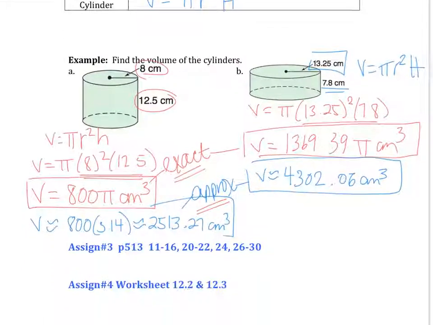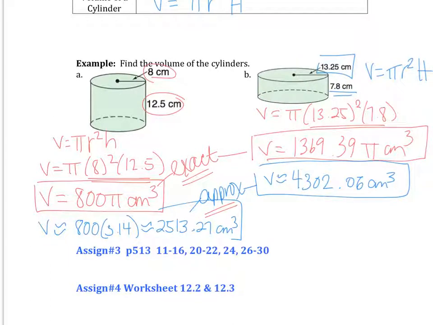So as you can see, we're just using some more formulas again. Today you're going to work on assignment number 3. It should be the next page in your packet.